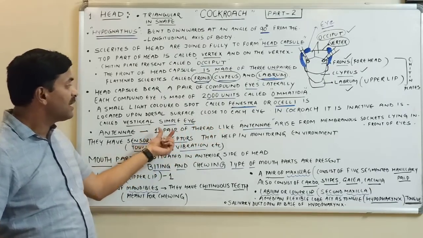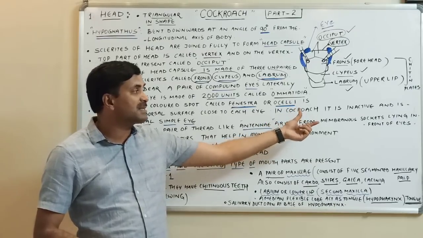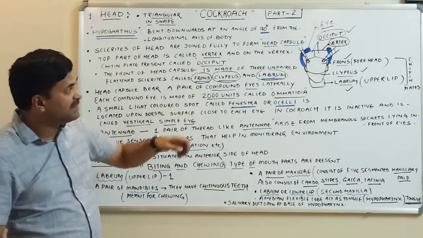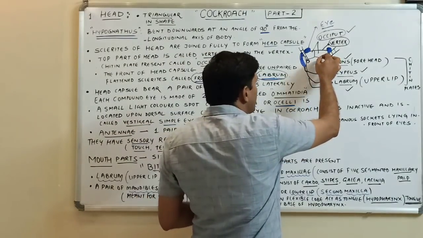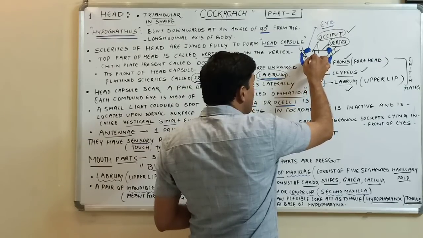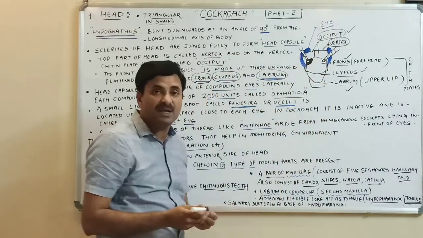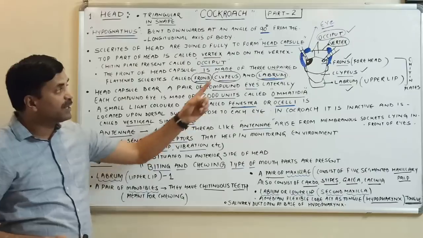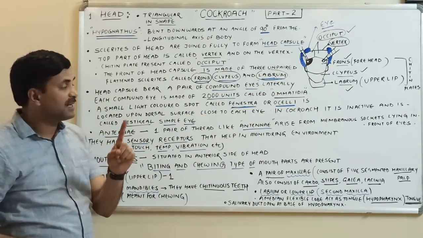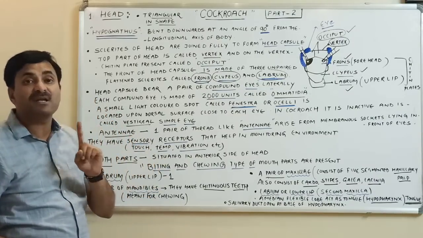On the head region, a pair of thread-like antennae is also present, which arise from the membranous sockets lying in front of the eyes. Just in front of the eyes. If this is the eye, here there are certain membranous sockets, and from these membranous sockets, which lie in front of the eyes, the antennae arise. Antennae are one pair in the case of the cockroach, and they have sensory receptors.